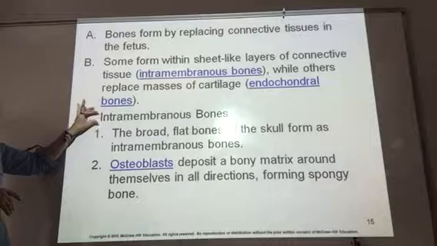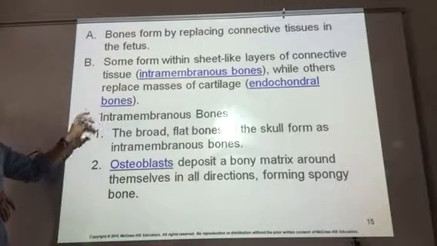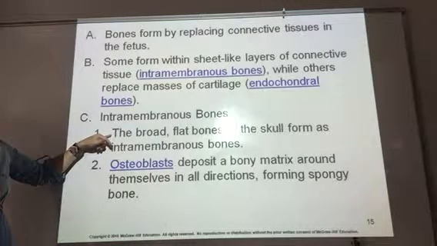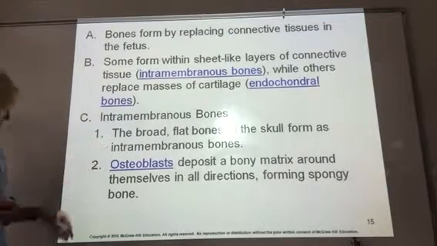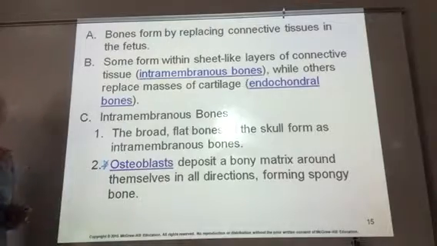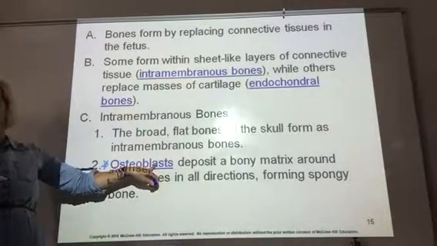So if we look specifically at intramembranous bones, broad flat bones of your skull would be the most common example of that. So what happens, I would highlight, circle, osteoblast. Osteo means bone. Blast means build.